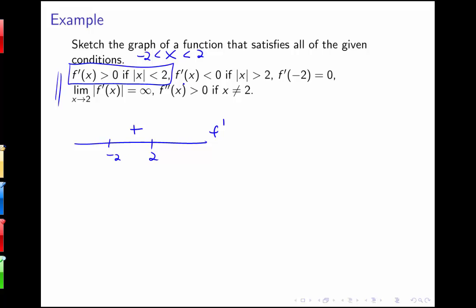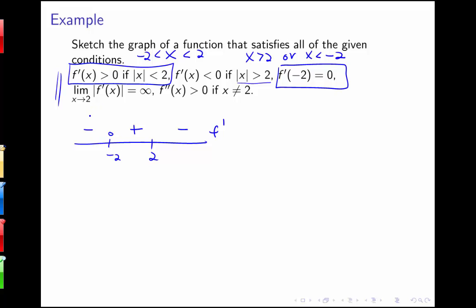And then we're told that the first derivative is less than 0, is negative, if the absolute value of x is greater than 2, meaning the distance between x and 0 is more than 2. So this means that x is greater than 2 or x is less than -2, which means that I'm negative in these two pieces. So we also have this information that the derivative at -2 is 0. So maybe I could put that here.